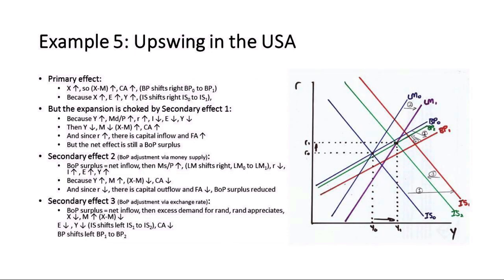Now, I'll quickly talk you through the graph. The primary effect of an increase in exports is that the difference between exports and imports is now increased. So you have a current account surplus, and this moves the balance of payments curve, the BP, to the right, from BP0 to BP1. And this is the only case in which the BP curve moves in the initial go. So when there's an upswing or a downswing in the world economy, it moves the BP initially.